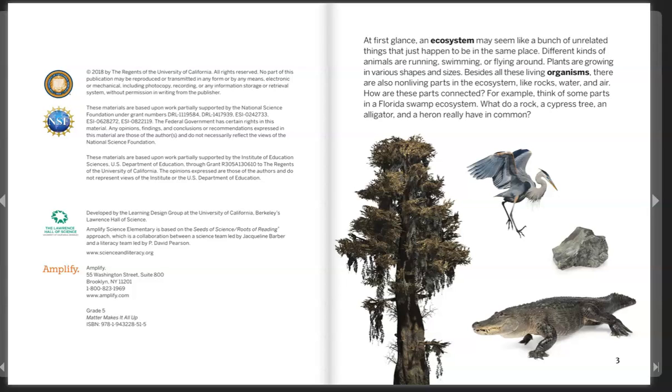For example, think of some parts in a Florida swamp ecosystem. What do a rock, a cypress tree, an alligator, and a heron really have in common?